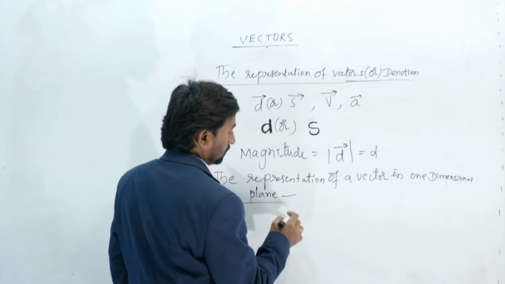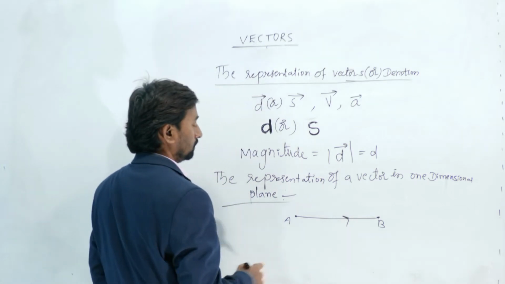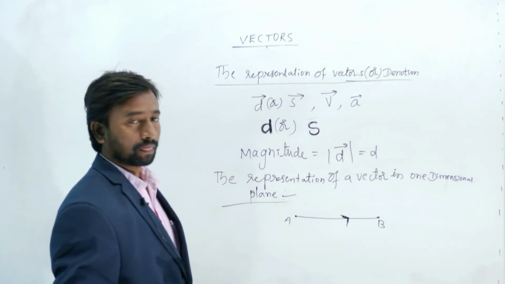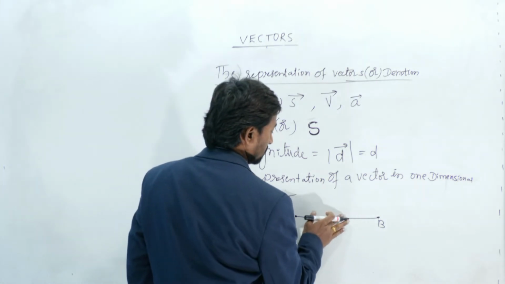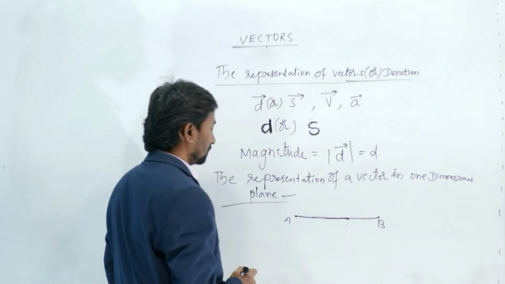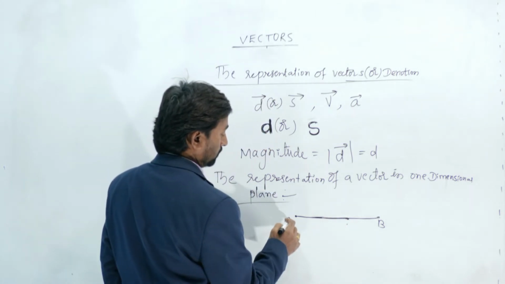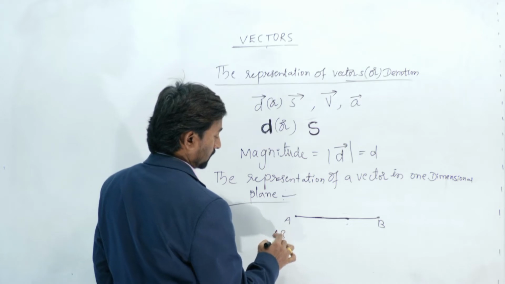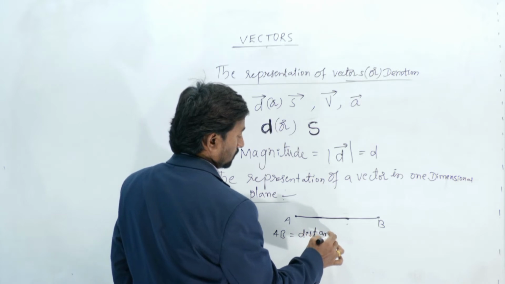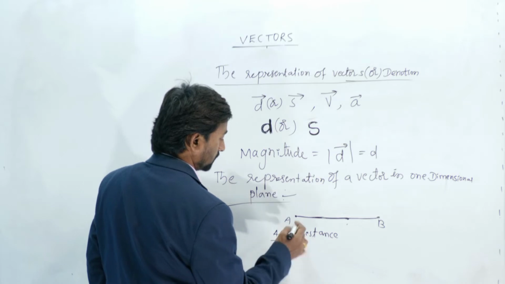Let us consider this direction, from left to right, and here it is B. The vector is represented like this, from A to B. The person is moving from A to B. Suppose it is distance: if we simply write AB, it is a distance, which is a scalar quantity. In the vector form, we write AB bar, which represents the displacement.